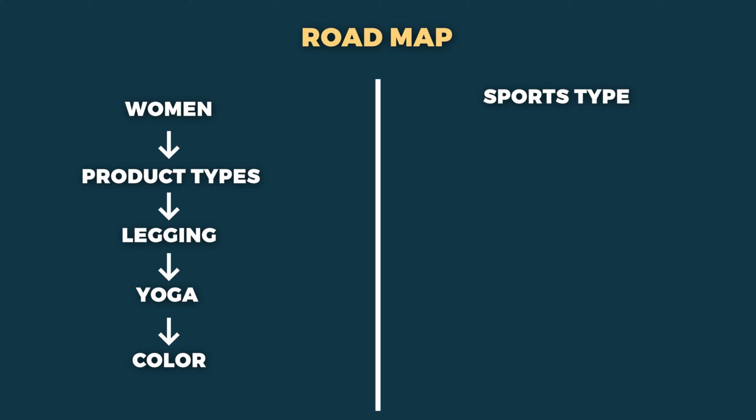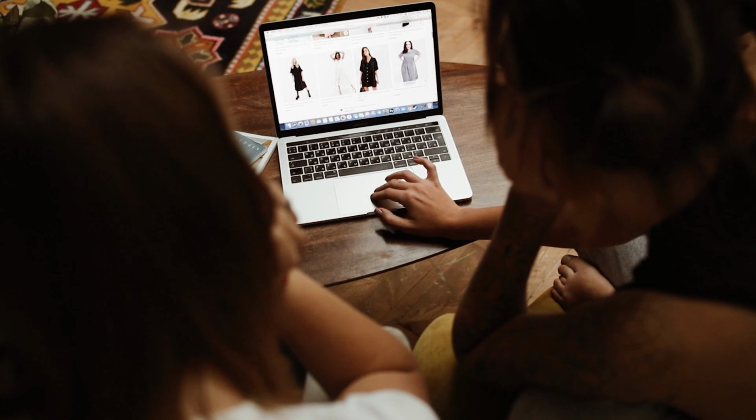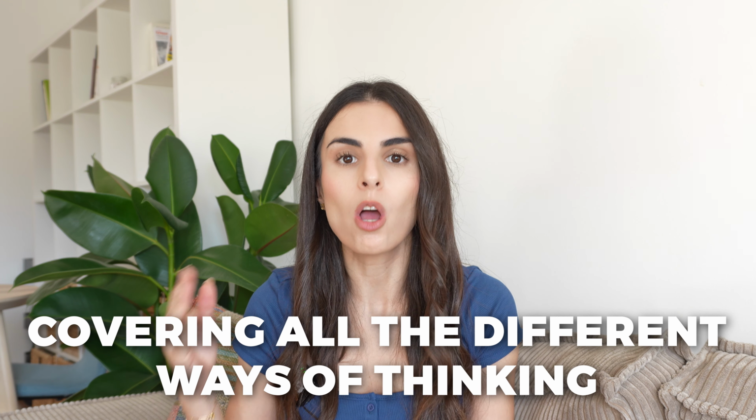They might start with sports type, so they start with yoga, then they will go to product type, they would choose leggings, then from there they would choose brand, and from there the color, and they will buy what they need. So as you can see, your customers don't behave in the same way, and they don't search for what they need in the same way. That's why you need to make sure that your collections and sub-collections are covering all the different ways of thinking that your customers might have.